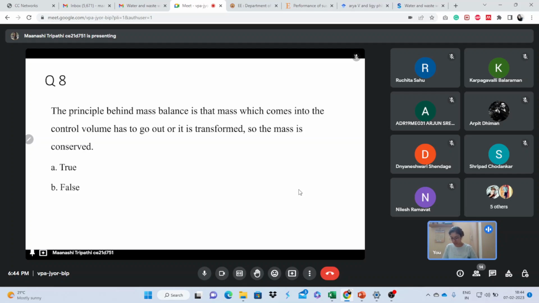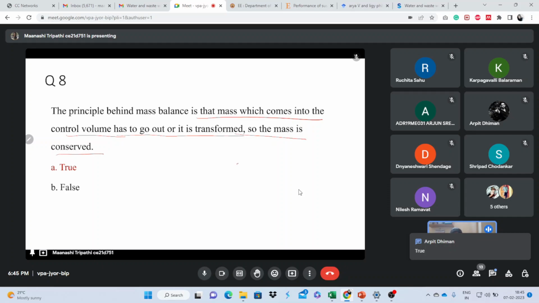So question number 8: the principle behind mass balance is that mass which comes into the control volume, I have explained this in the very first slide, has to go out or be transformed. So the mass is conserved. Is this the principle of mass balance? If the answer is true or false, please try to answer this question. Yeah, correct. So the answer is true.